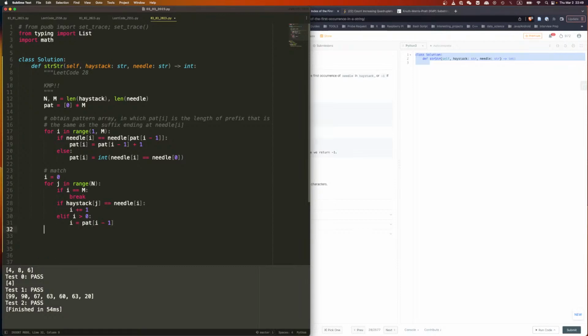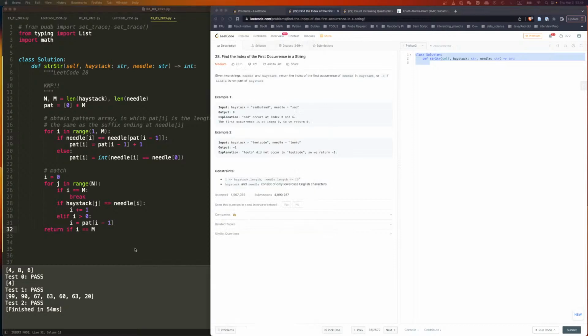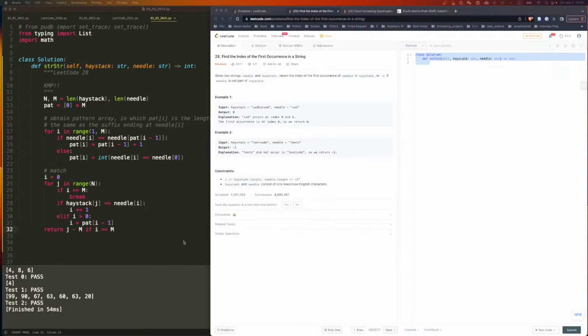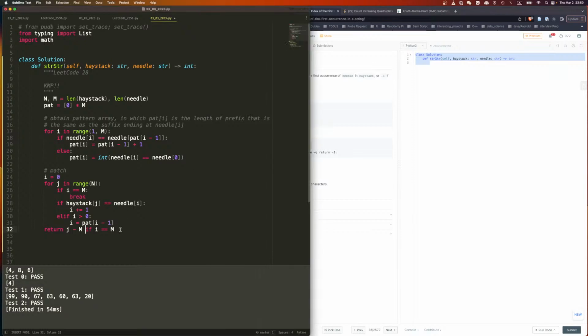And once we're done, which means it jumps out, then we should return something. If I is equal to m, I equal to m means we have done, and we need to return the index. The index is j, right? So j minus m. Is that j minus m? So 0, 1, 2, right? And then we're coming here, so 3. 3 minus 3 is 0. That's actually true. Else, that would be 9 minus 1.